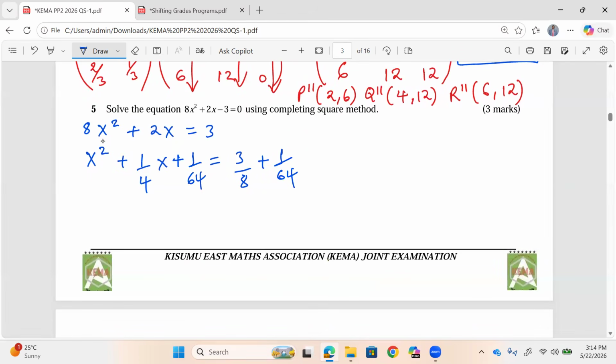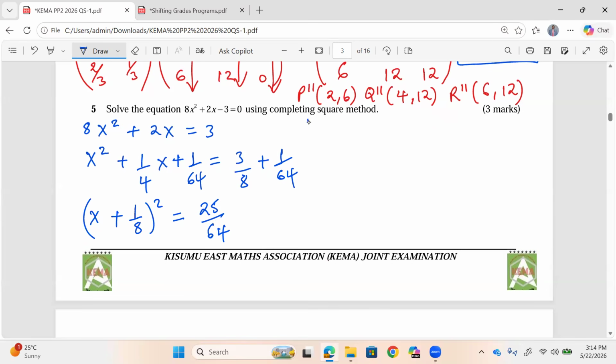Now at this point, allow me to factorize the left-hand side. To factorize a perfect square, we factorize the first term, which is x. It becomes x. The sign that follows is a positive. Then the square root of this part is 1/8, squared. Now, this has been factorized. This is equal to, we add, 3/8 plus 1/64. So we are getting 25 out of 64. All right? 25 out of 64.